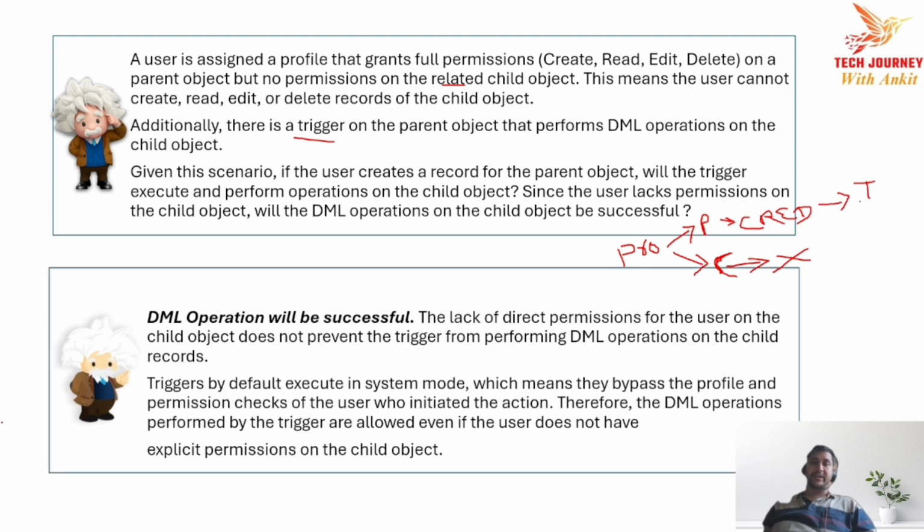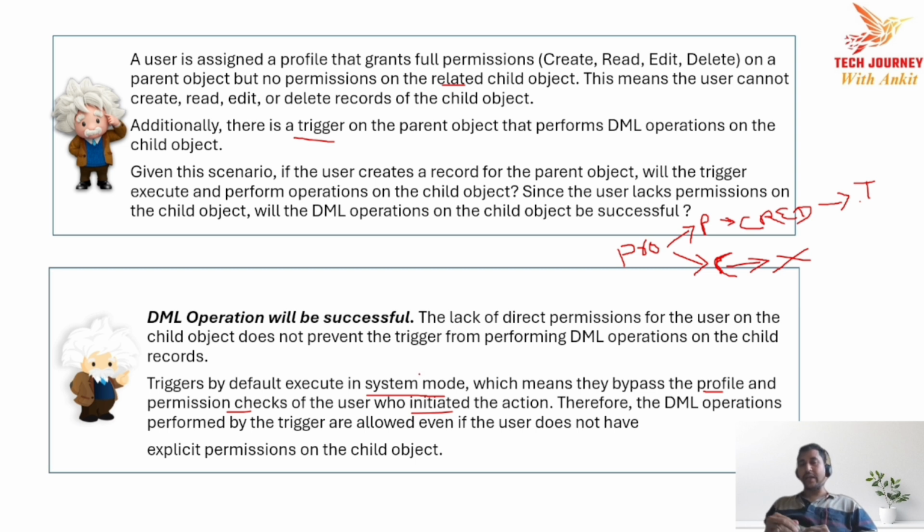In this scenario, the DML operations will be successful. Although the user does not have any permissions, the DML operations will still be successful here. Why is this happening? This is happening because, by default, triggers always run in system mode, which means they bypass all the profiles and permission checks of the user who initiated the action.